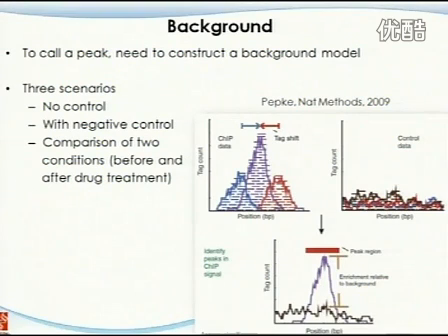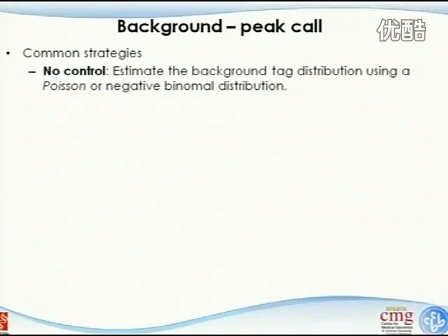And that is a two comparison. And this is one sample, MCF7 versus MCF7, the input control. And the first scenario is there's no control at all. So let's get through the first one, which is no control.